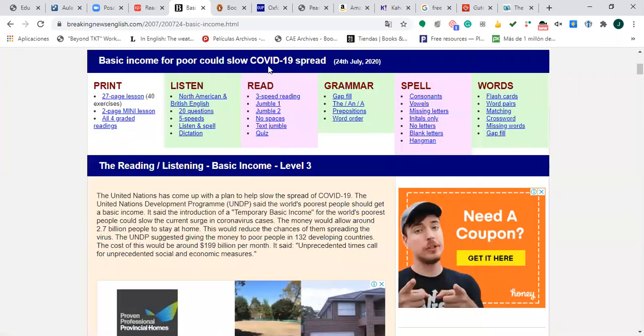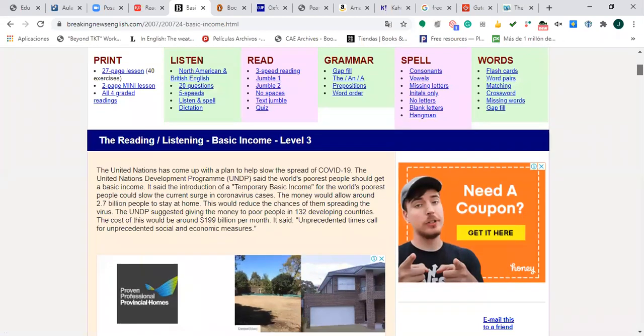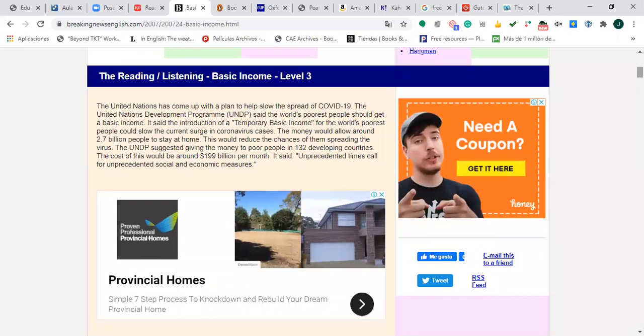Here you have, nowadays we're passing through this period related to the virus, no? Basic income for poor could slow COVID-19 spread. So this is related to real life, no? So you have here, notice the reading and listening. Notice that here they combine reading and listening because you're going to read and also listen to the article.